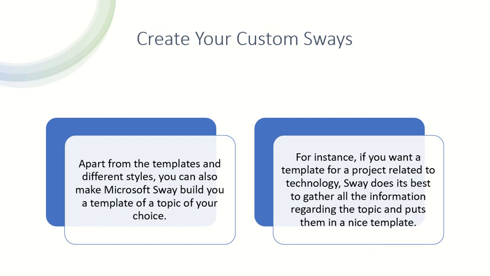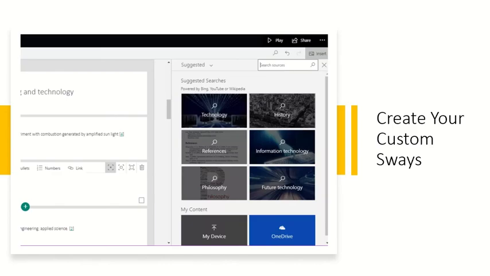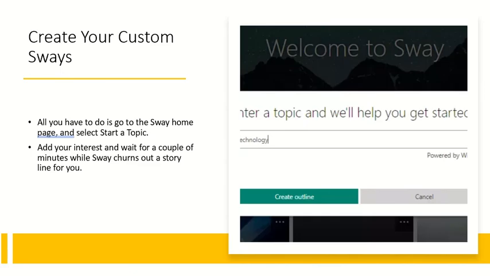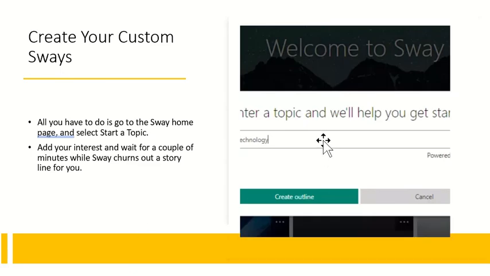Again, if you want to create a custom Sway, apart from using the templates and different styles, you can also make Microsoft Sway build a template of a topic of your choice. For instance, if you want to do a project related to technology, Sway does its best to gather all that information regarding the topic and puts it in a nice template for you. So done for you, super easy to use. Here you can see we're searching for technology, and it's going out and grabbing some things. All you have to do is go to the Sway homepage and select start a topic, and then just add whatever topic you want to do.